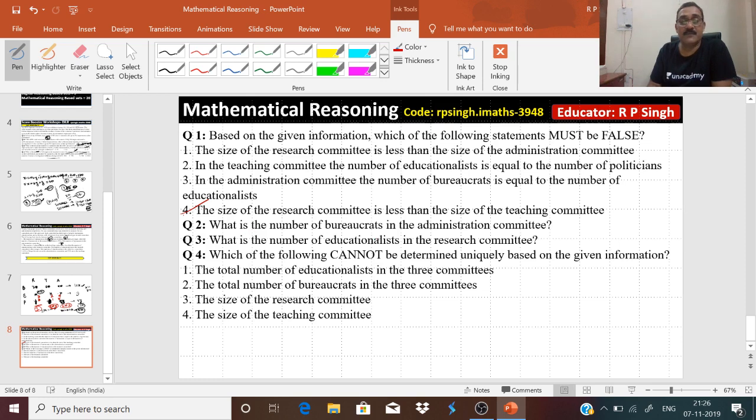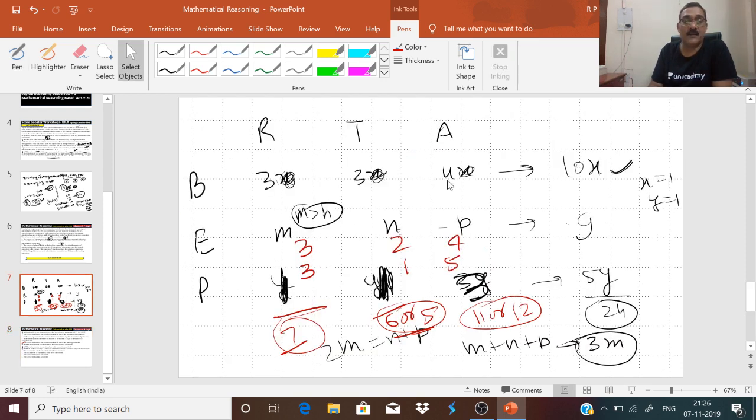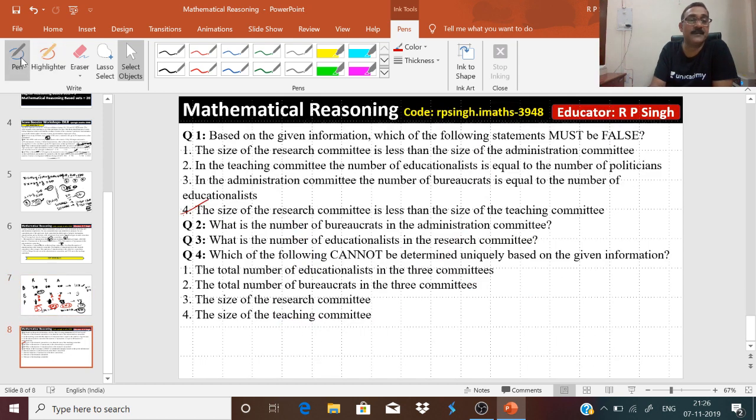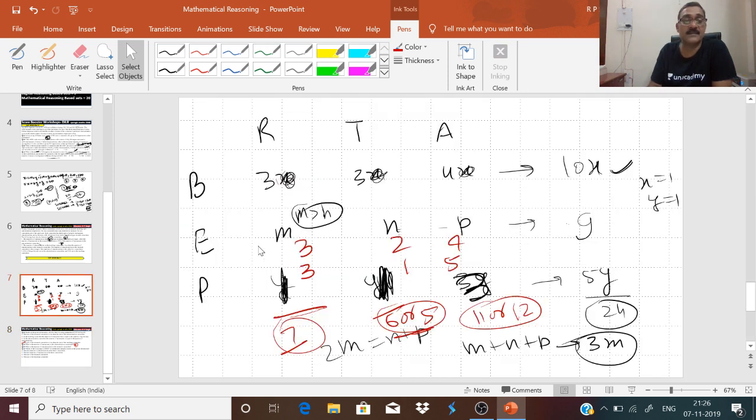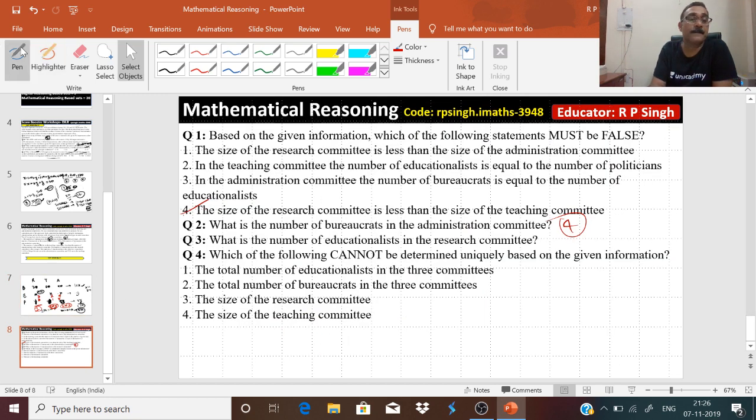Next, what is the number of bureaucrats in the administration committee? Bureaucrats in the administration committee, obviously it is 4. It is visible here. So the answer is 4. What is the number of educationalists in the research committee? Educationalists in the research committee, it is 3. Answer is 3.